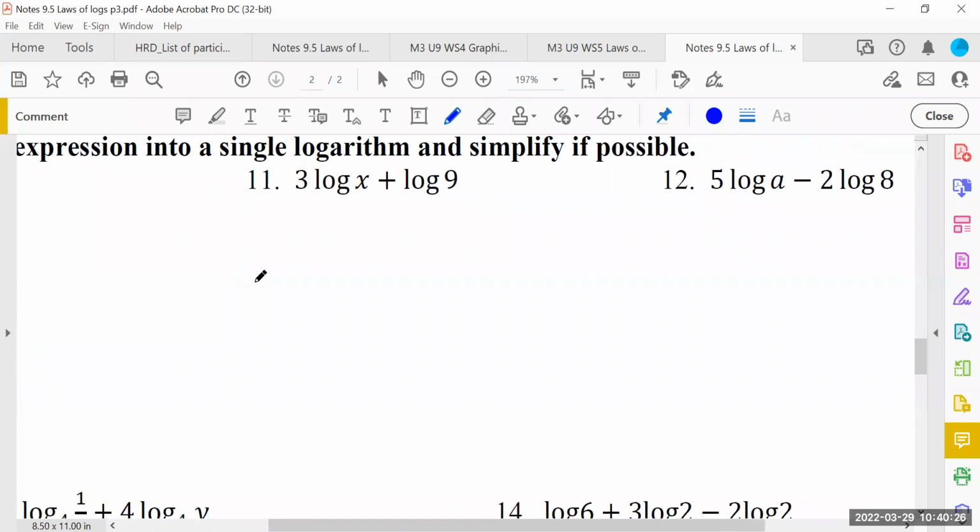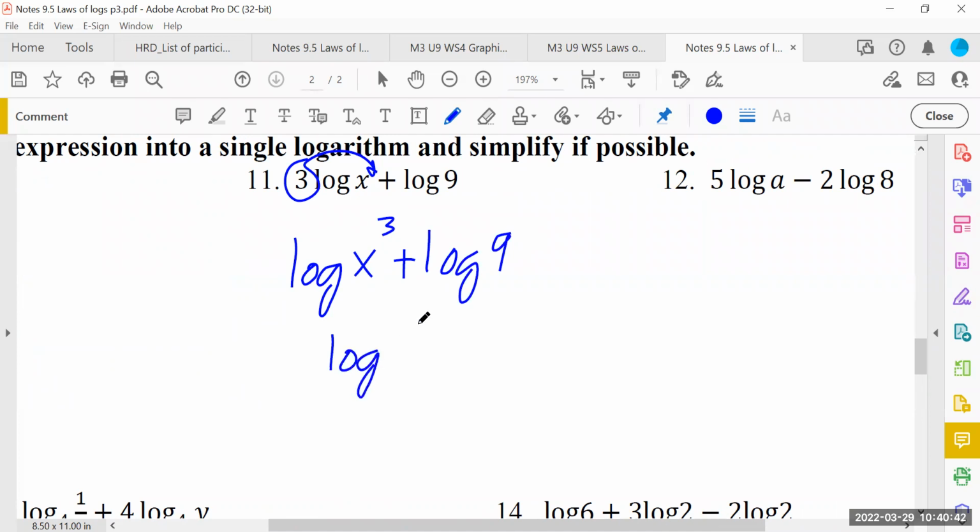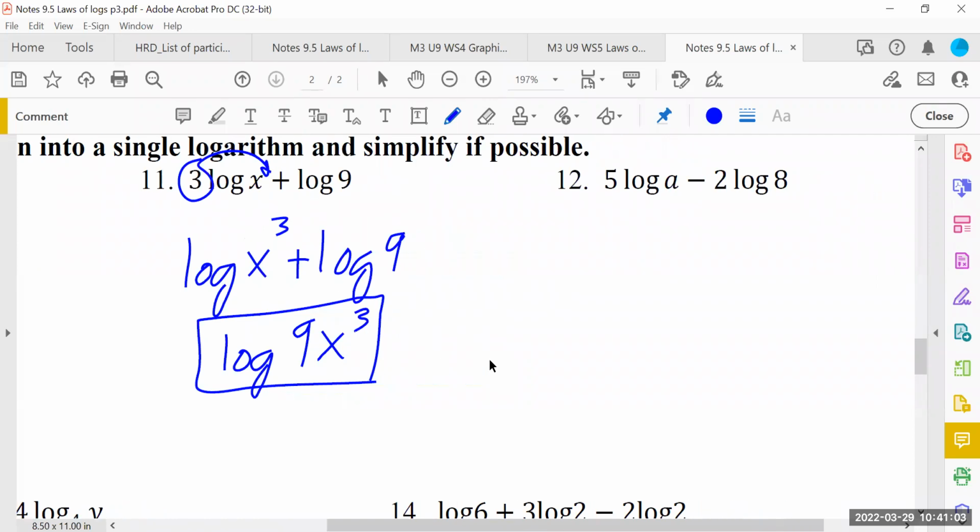Next one. 3. A number out in front becomes an exponent. Log of x to the 3rd power plus log of 9. Addition between two logs becomes multiplication inside. I'm actually going to switch them, make it 9x cubed, because that's the way we're used to seeing it. Is everybody clear that this only works if the logs match? They have the same bases. If I have a log base 2 plus a log base 3, I'm stuck. I can't combine those. They have to have the same base.